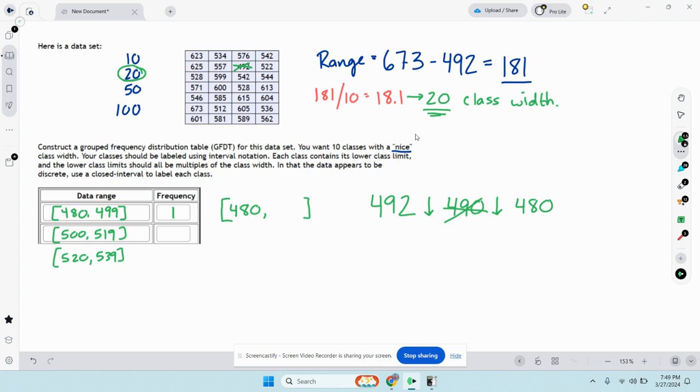So the things you want to remember is that A, what is a nice class width? That's going to be multiples of 10, 20, 50, and 100. And then you have to start at a multiple of the class width. So like if we had the same data, let's just say our class width ended up being 50. I can't start at 490. I can't start at 480. I'd have to start at 450 because that's the next lower number that's a multiple of 50. Okay.